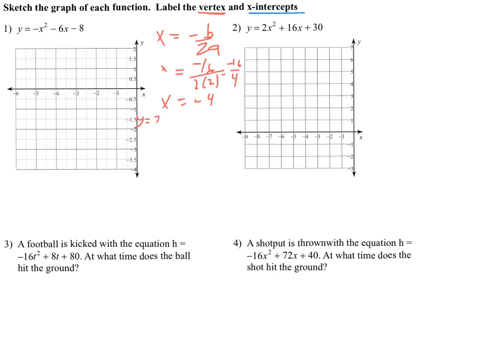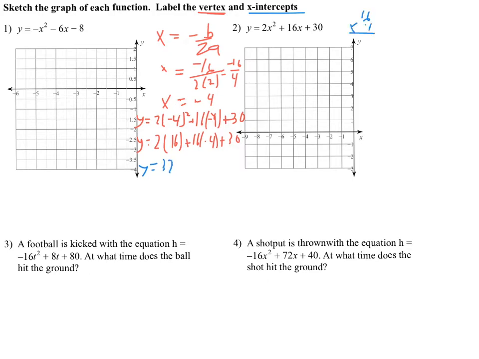So y equals 2 times negative 4 squared plus 16 times negative 4 plus 30. So I got to do my PEMDAS here, so I got to do my exponent first. So it's going to be 2 times 16 plus 16 times negative 4 plus 30. And now I need to do my multiplication, so I know that 16 times 2 is 32. I don't know 16 times 4.